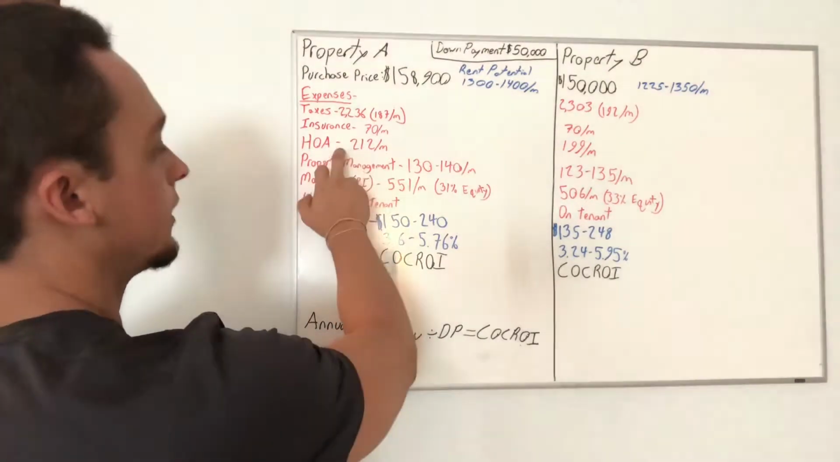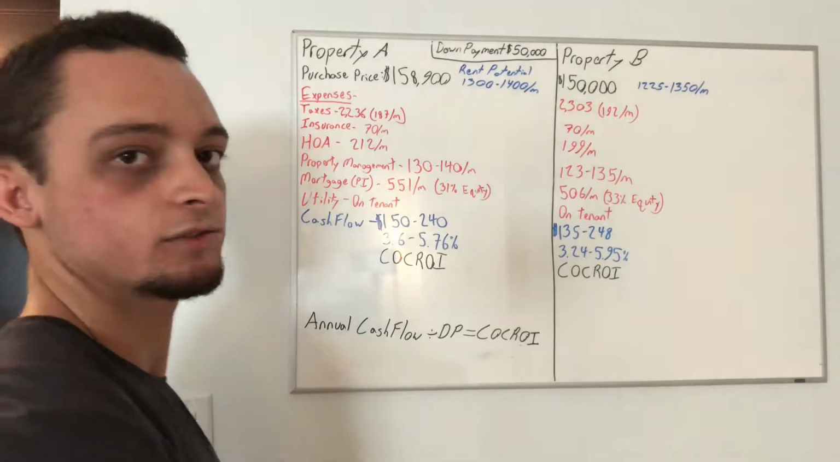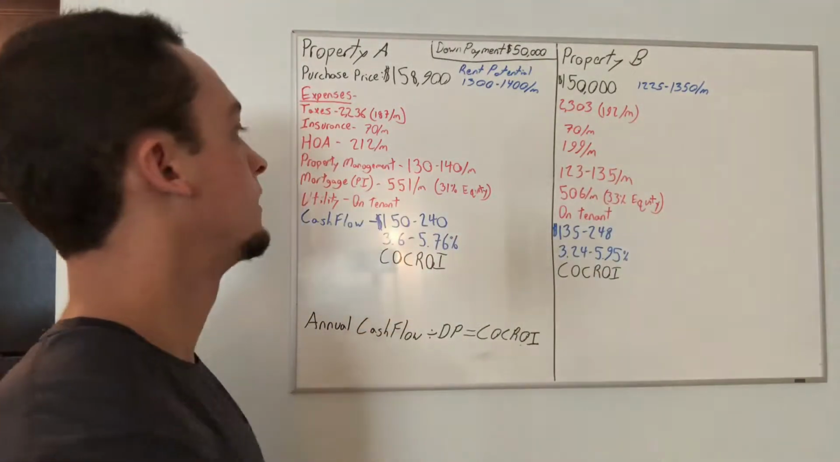HOA, I find that out on the MLS. You could also ask your agent what the HOA is. $212 for property A, $199 for property B.